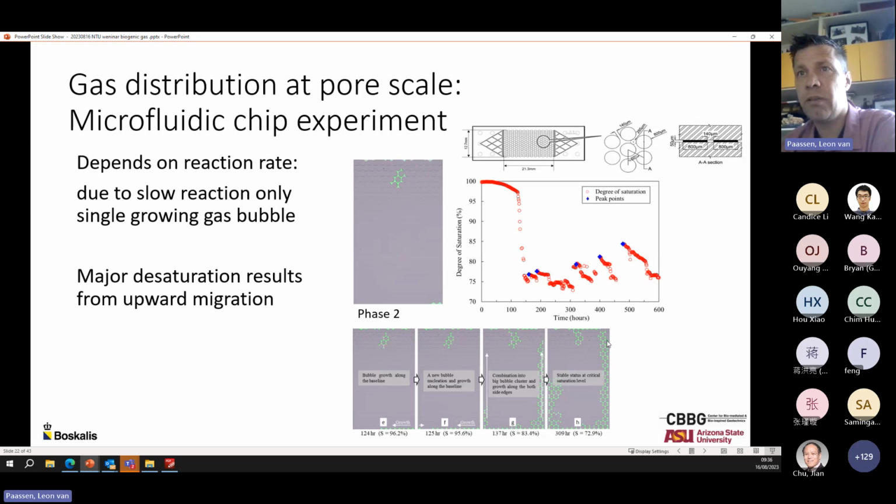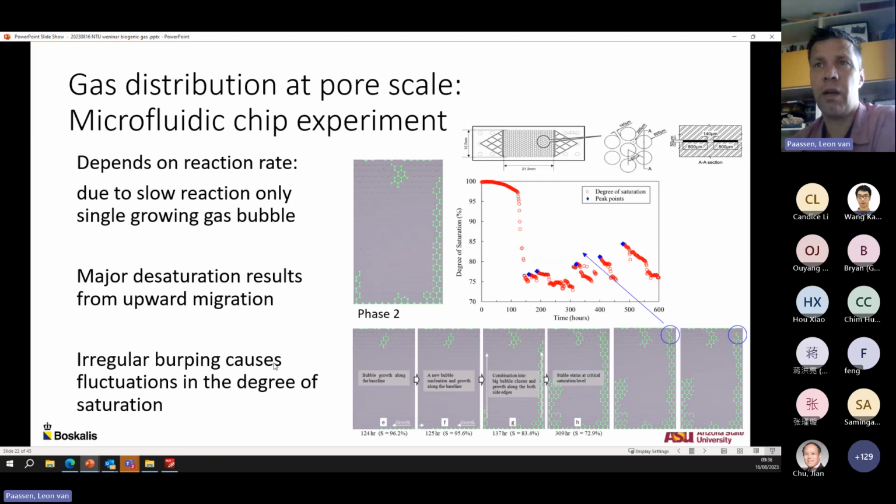So suddenly the gas which was close to the exit boundary was venting out, and suddenly all the water filled back the pore spaces which were left behind by the gas. So we get water flowing back in. So you can see here that, at the pore scale, the presence of the gas is both a function of formation of gas and migration of gas. That was the main lesson which we learned from these microfluidic chip experiments.